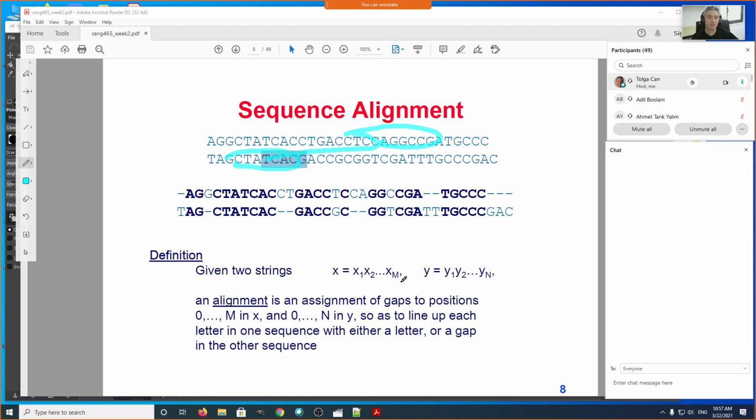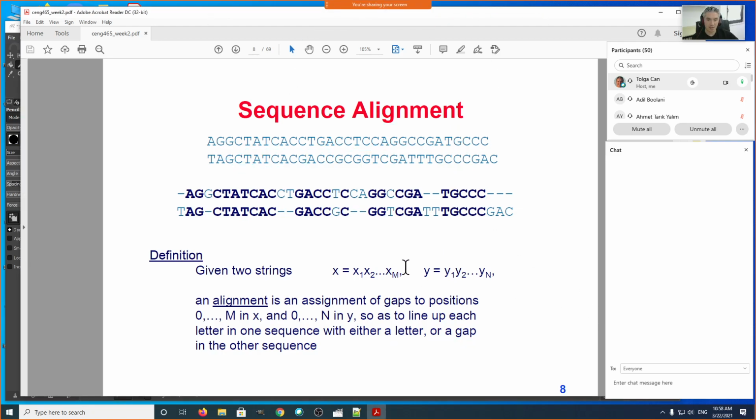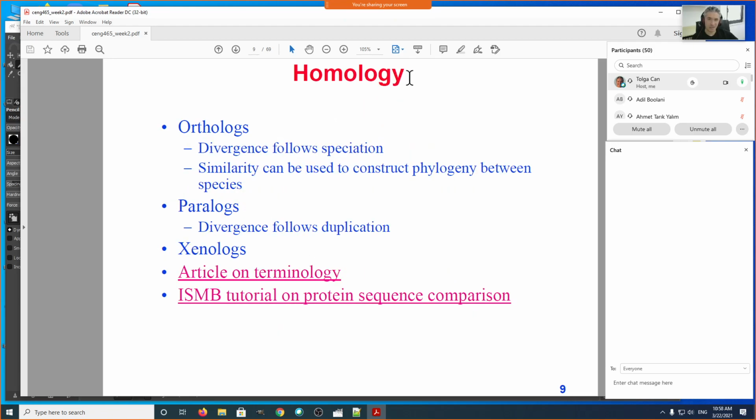Given two strings of length m and n, an alignment is an assignment of gaps to positions in one string and positions in another string so as to line up each letter in one sequence with either a letter or a gap in the other sequence. So everything has to be mapped against something. That's what an alignment is. This is a definition. And when we talk about the best alignment, we need to talk about scoring. Okay, now let's talk about scoring matrices. And I talked about homology.